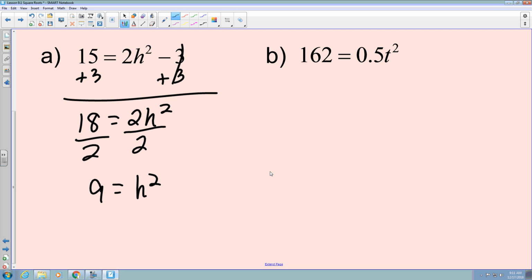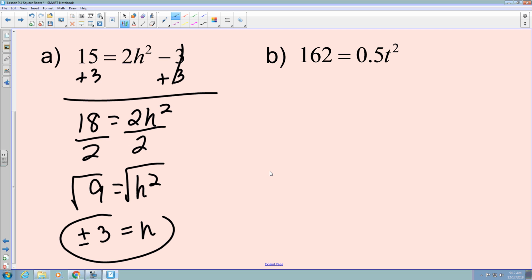So now to get rid of the square, the inverse operation that the directions were telling us is we can take the square root of both sides. So the square root of h squared is just h. And now, since we physically wrote down the square root, we have to take into account both the positive and negative value of the square root of 9, which is 3. Okay? The reason why we can do that is if we plugged it back into the original equation, both 3 and negative 3 would in fact work.